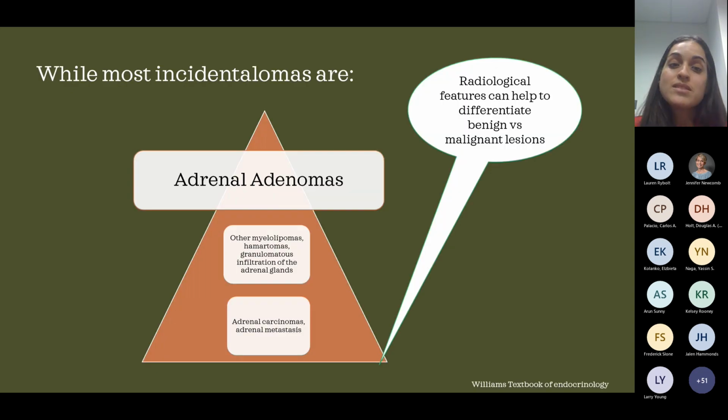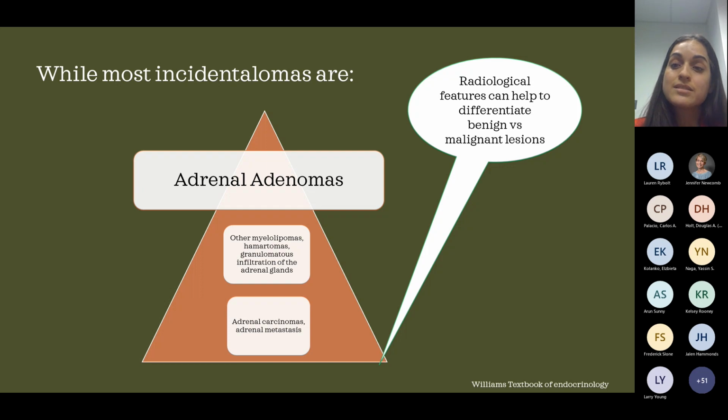And while most incidentalomas are adrenal adenomas, the majority are non-secretory adrenal adenomas. Some of them are going to produce excess glucocorticoid, mineralocorticoids, and more rarely, they are going to produce androgens or estrogens that are going to result in virilization or feminization. We can have other tumors such as myelolipomas, hamartomas, granulomatous infiltration of the adrenal glands, and we can have adrenal carcinomas and adrenal metastases.